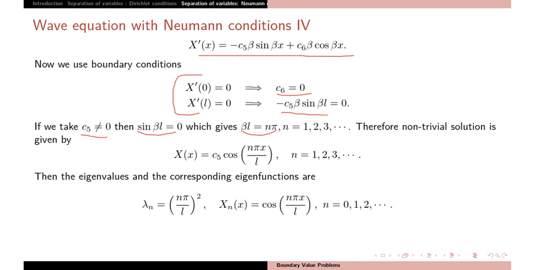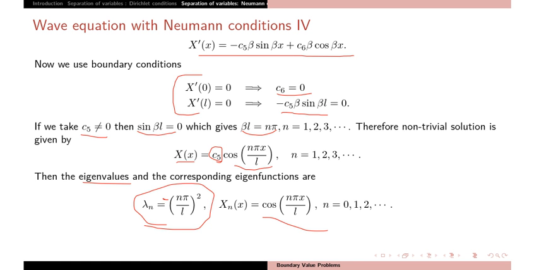But the solution is different here. X will be c5 cos, and cos will remain, cos n pi x by L, since c6 is 0. So the eigenvalues of this problem are negative, minus n pi by L squared. These are the eigenvalues, as you use the name in a Sturm-Liouville problem. And cos n pi x by L are the eigenfunctions. So the solution is X_n(x) equal to some constant c_n cos n pi x by L.